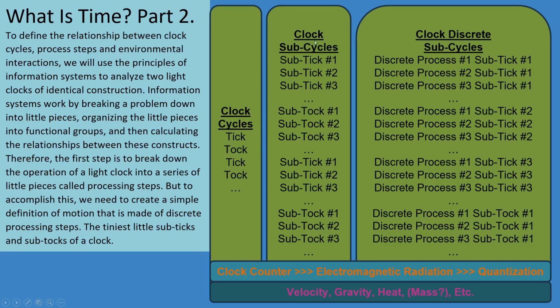And within each subcycle, there's sub-subcycles, all the way down into some discrete subcycles that can't be broken down anymore. And there's a whole bunch of those processes that go into each subcycle, and subcycles go into clock cycles. And that's how it's all broken down. But we can't see all the stuff that's happening underneath.